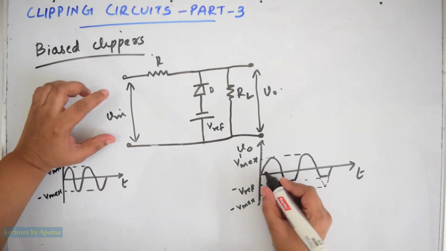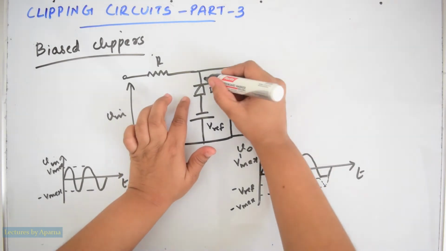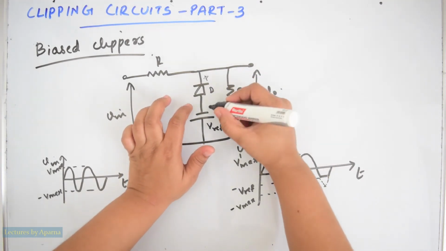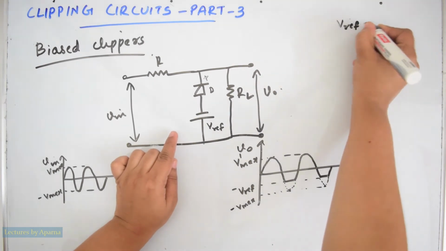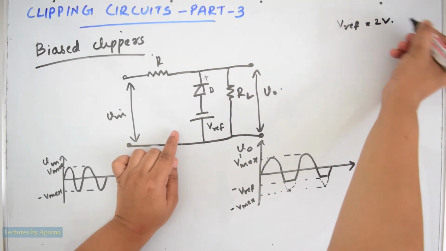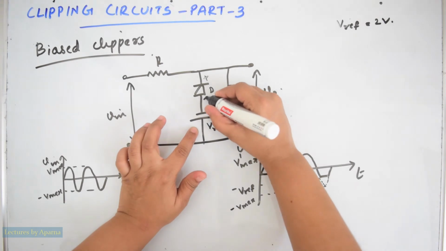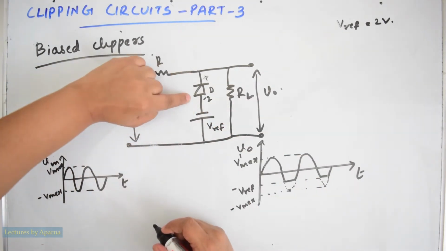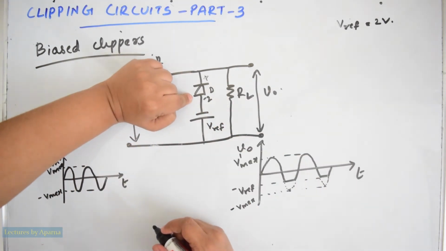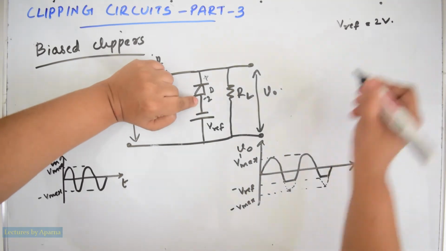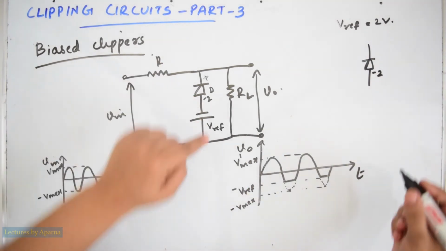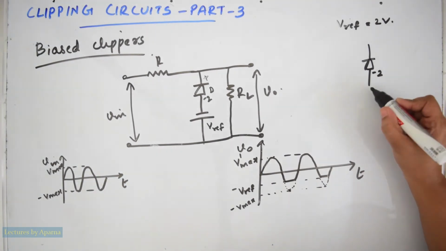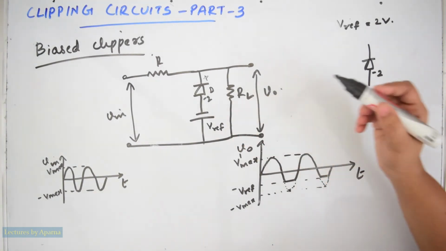During the positive half cycle, a positive will be coming here. I am taking this V reference as 2 volt, so here a minus 2 volt. The negative terminal is connected to the anode of this diode, so a minus 2 volt will be coming here. This diode will be having a minus 2 volt here since the battery is connected like this.